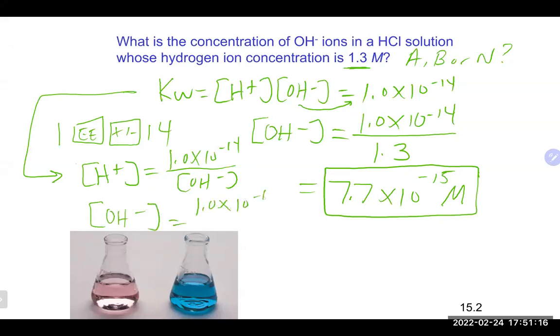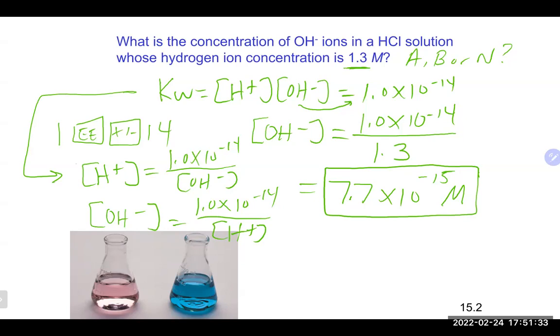So the good news about this one is it's always dividing. It's really the same formula no matter which one you're solving for. You basically take 1 times 10 to the minus 14 and divide it by whichever value they give you for the concentration. Other questions on that?